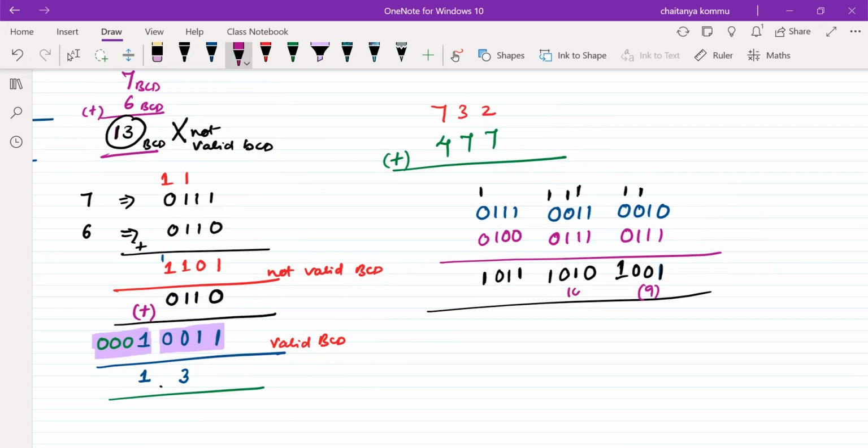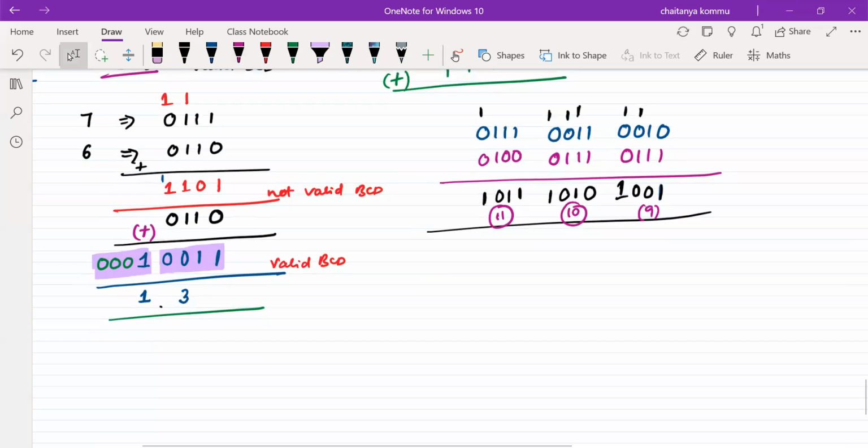8 plus 2 is 10, and 10 is not a valid BCD. What about this one? 8, 10, 11. 11 is not a valid BCD. So only the first one is a valid BCD; the remaining ones are not. Then what do I have to do? I have to add 6 to the ones that are not valid BCD. So for 10 I write 0, 1, 1, and for 11 I write 1, 0, and for simplicity I'm writing all zeros where it is not required. So plus 6 must be added to those digits that are not valid BCD digits.